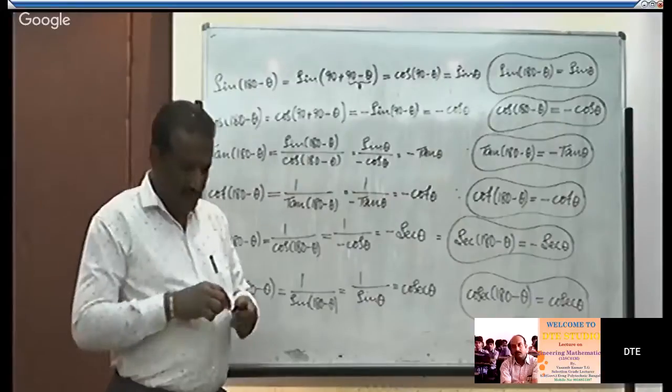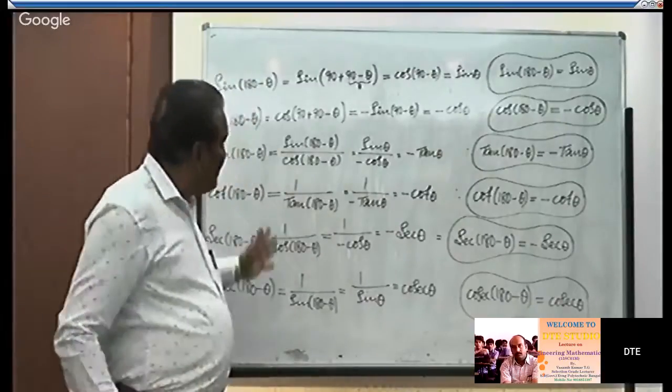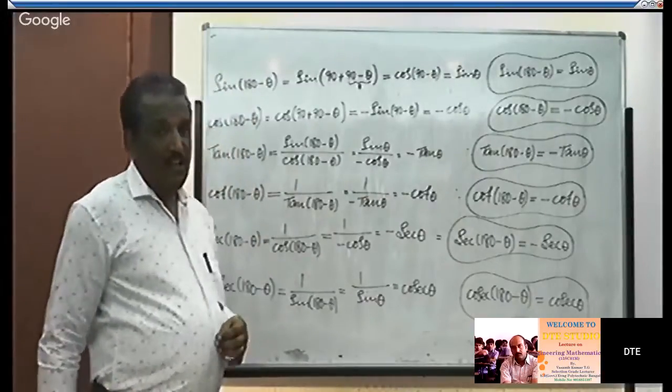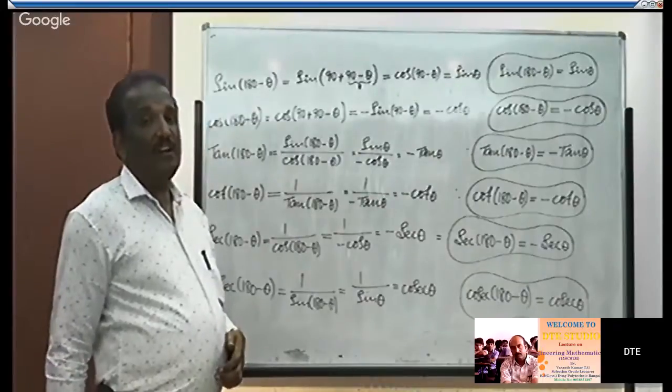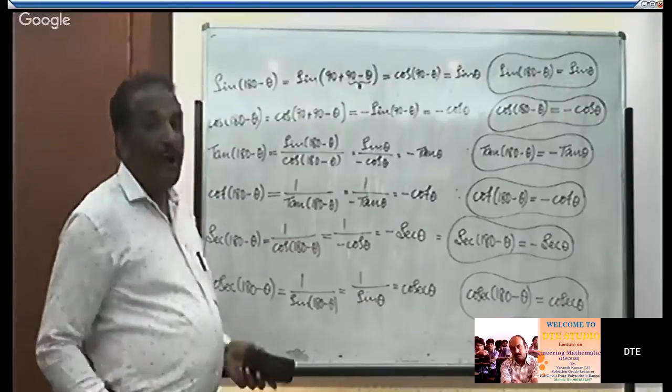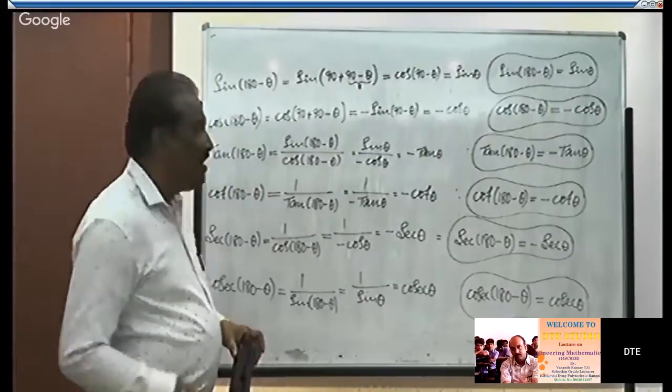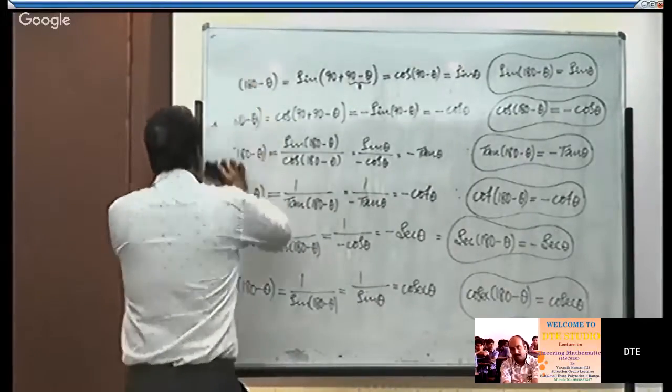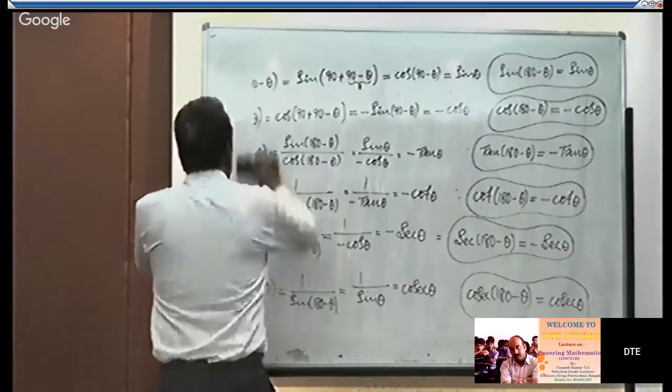This is the summary. So analogous to 180 minus theta, now let us connect all the 6 trigonometric functions to another angle, 180 plus theta, and let us know how the results are aligned with theta.